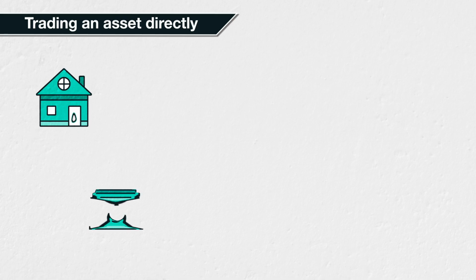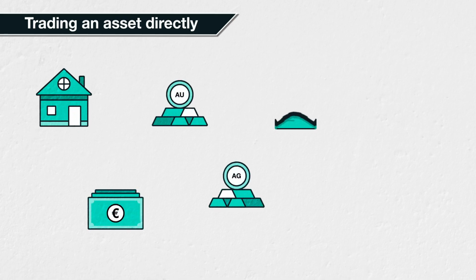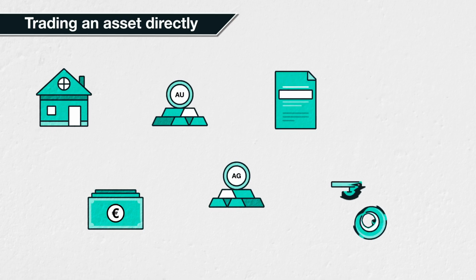The most basic form of trading is buying or selling an asset directly. This asset could be real estate, another currency, gold and silver bars and coins, stocks and shares, or even new digital assets such as Bitcoin or other cryptocurrencies.